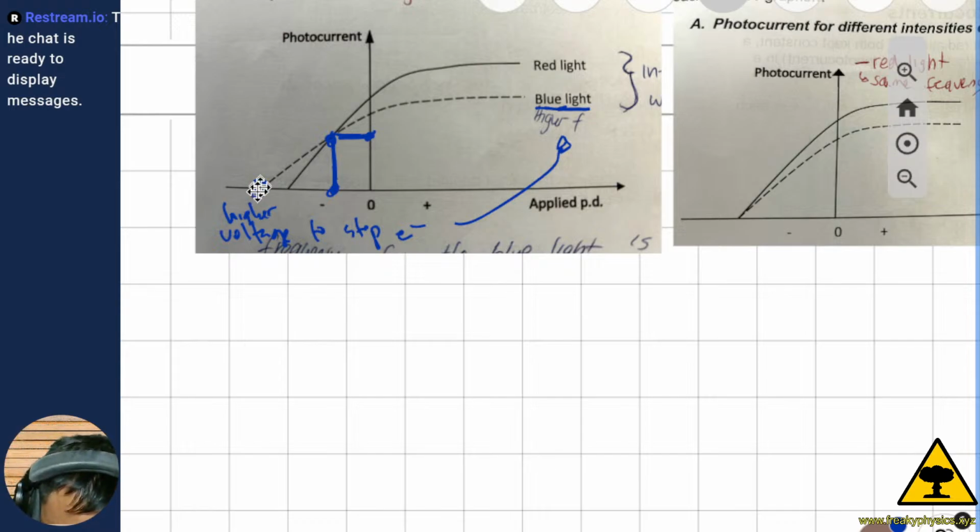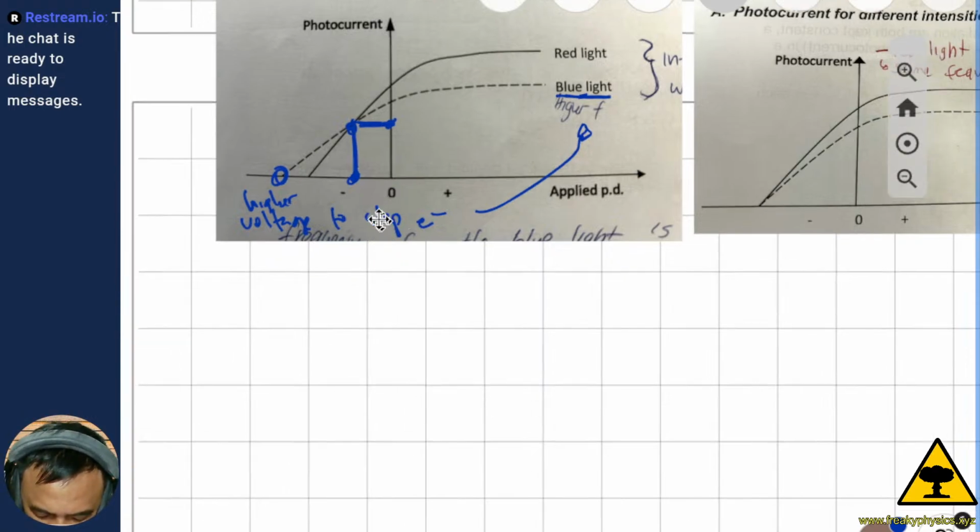So this means that these higher voltages are needed to stop the electron. That's why it's called the stopping potential, because you have to stop the electron. And the more accurate term for voltage here is potential, not just voltage.